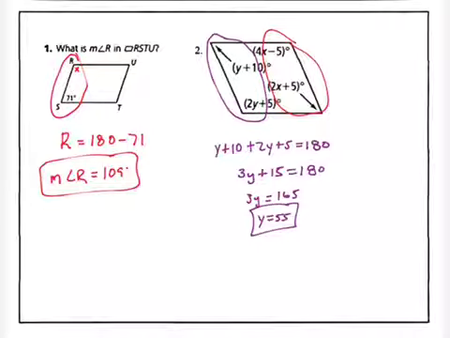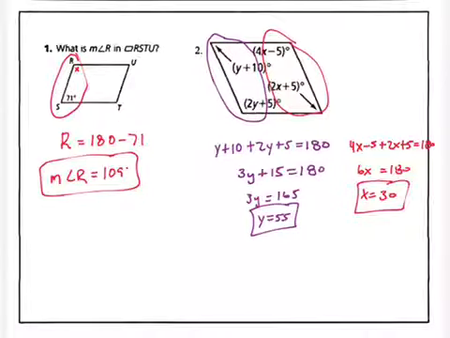Or y, yeah, 55. And then to find x, we'll do the same thing. We'll take 4x minus 5 plus 2x plus 5 equals 180. Combine some like terms. 6x equals 180. Divide by 6, you get x equals 30. And that's it.